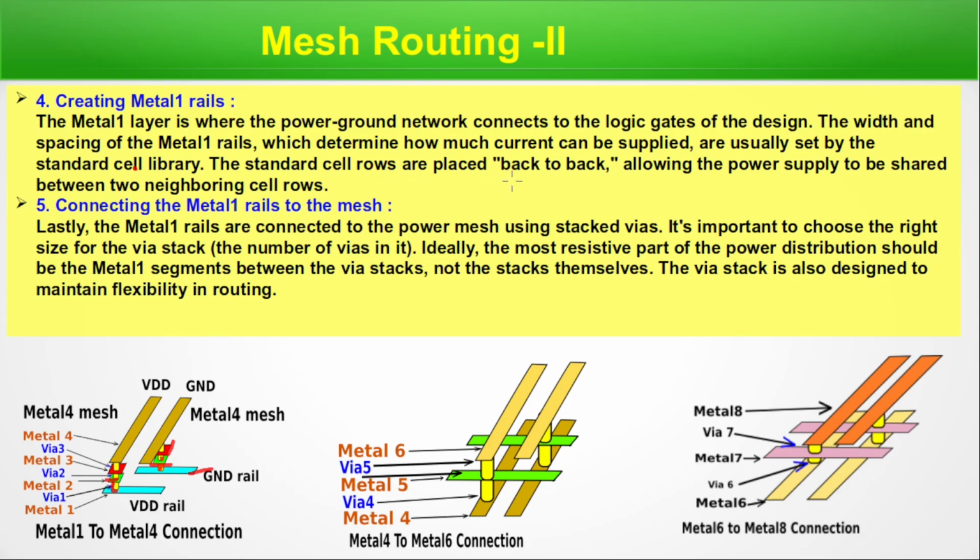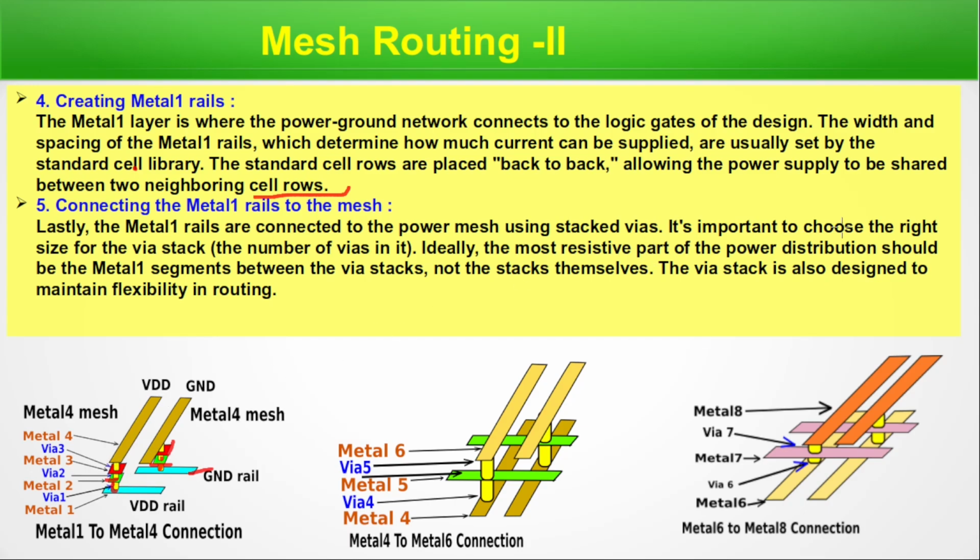The standard cell rows are placed back to back, allowing the power supply to be shared between 2 neighboring cell rows. This back to back connection is done for ease of connectivity. Now connecting the metal 1 rail to the mesh. Lastly, metal 1 rails are connected to the power mesh using stacked vias.